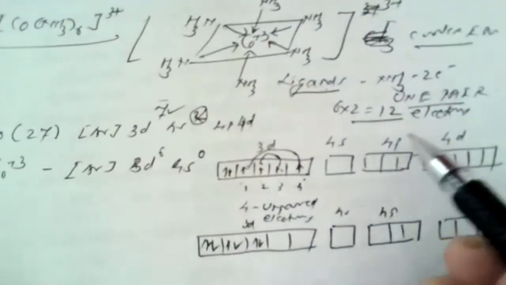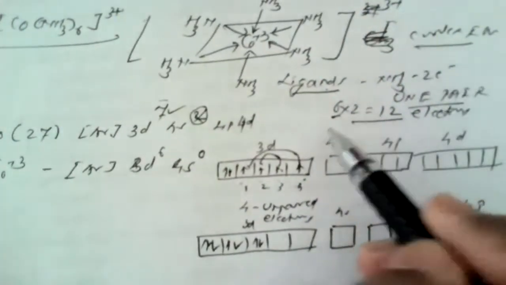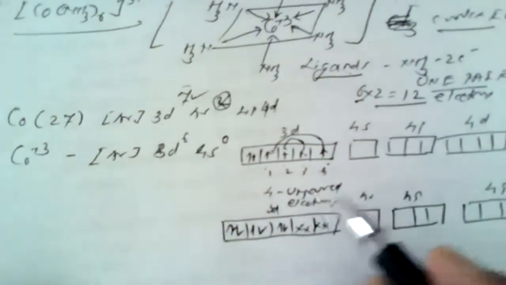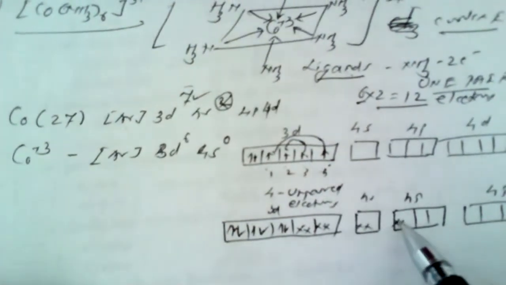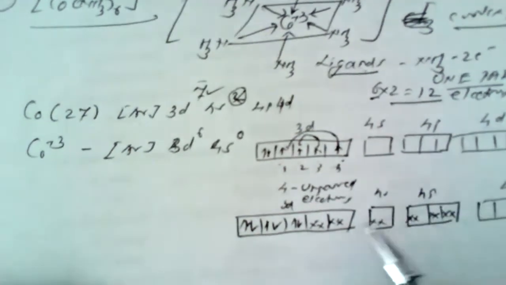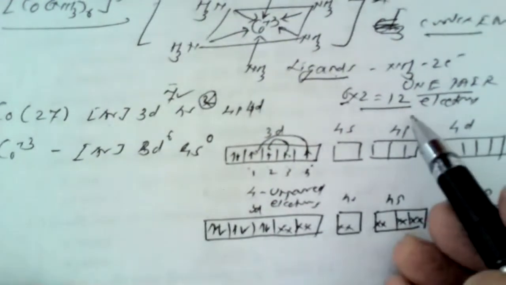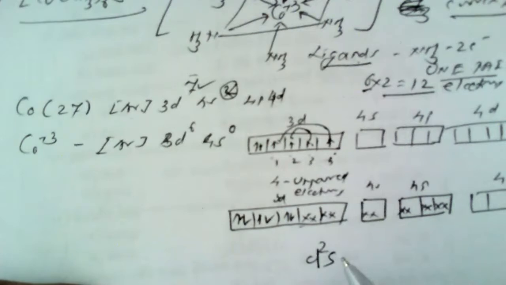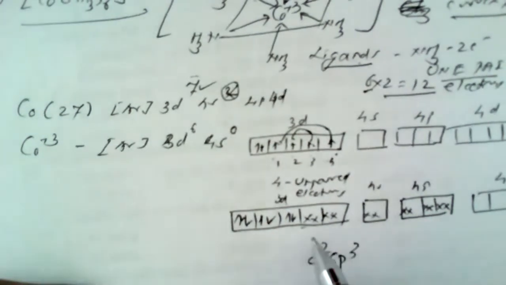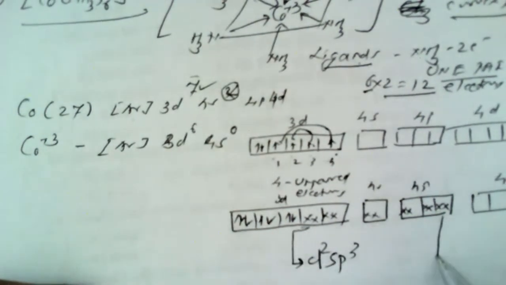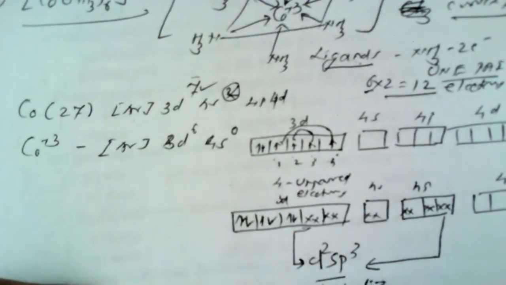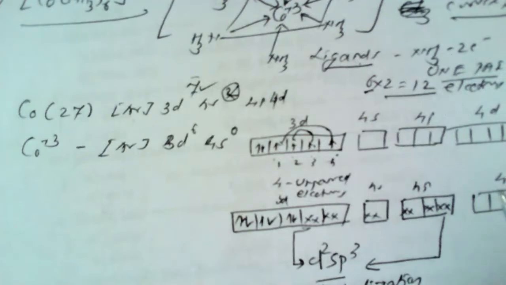Now, how many electron pairs are to be accommodated? 6 electron pairs. So, the first electron pair from ammonia, the second pair of electrons from ammonia, the third, fourth, fifth, and sixth. So, all the 6 electron pairs, or 12 electrons, are now accommodated in 2 3d orbitals, 1 4s orbital, and 3 4p orbitals, and this hybridization is known as d2sp3 hybridization.